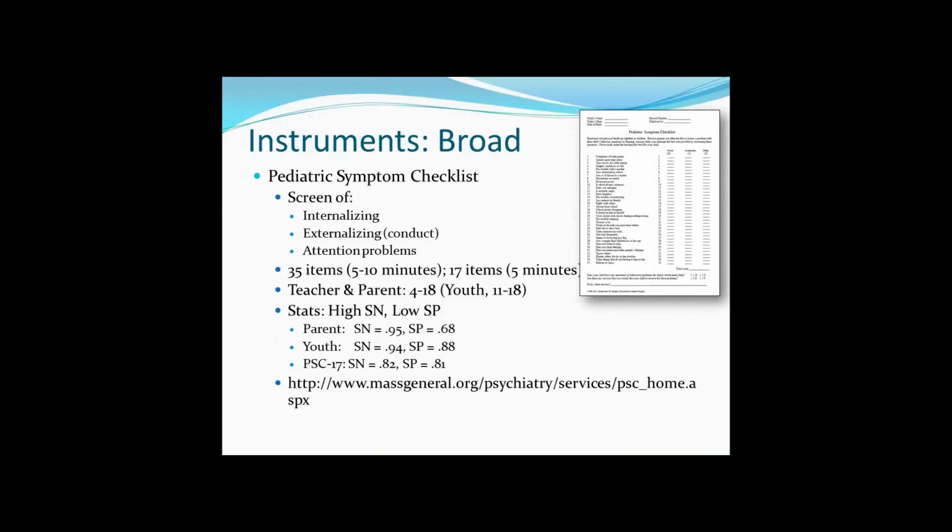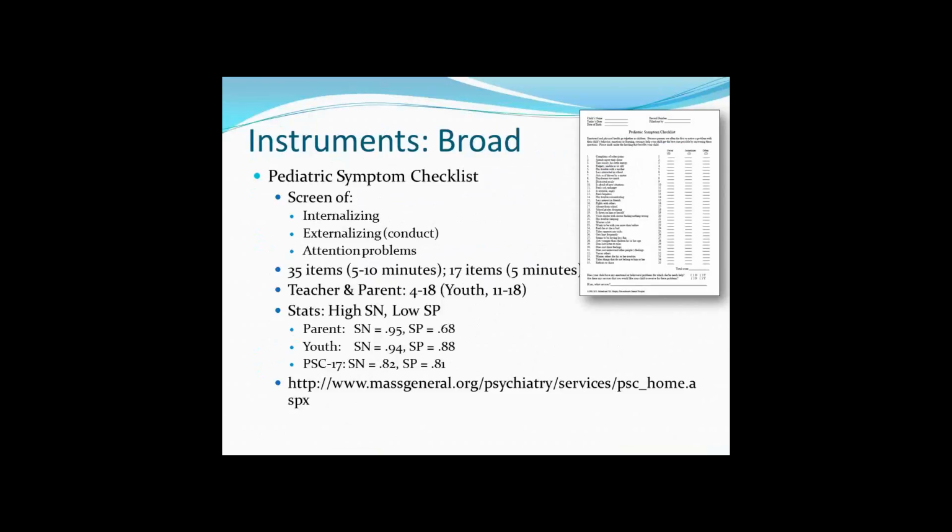So the Pediatric Symptom Checklist is something that's used fairly widely with pediatricians. What it's screening is internalizing symptoms, which is more on the depression end of things, externalizing symptoms or conduct behaviors, and attentional issues. There's a long and a short form. Long form is 35 items, short form is 17 items. It's indicated for youth ages 11 to 18.